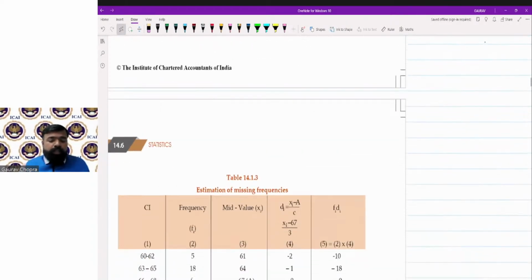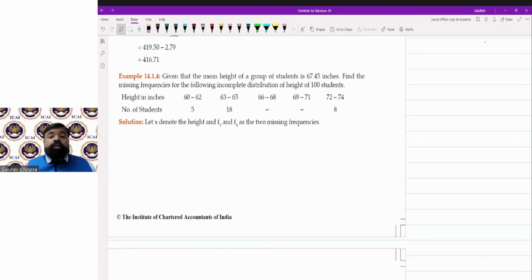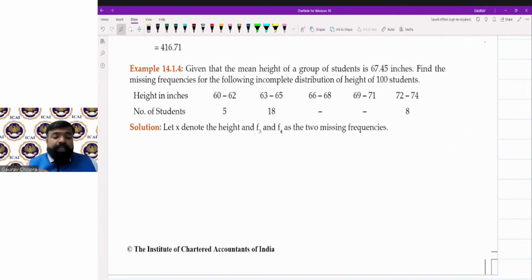Now, sometimes missing figure questions are also there in the examination. Like fourth example, 14.1.4. So in this fourth example, what is given in the question? It says the mean height of a group of students is 67.45 inches. This is mean. Find the missing frequencies for the following incomplete distribution of height of 100 students. So you have to find out the missing frequencies and the data is given for 100 students. Okay, so these two frequencies are missing and the total given is 100.